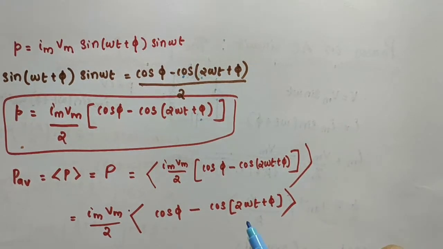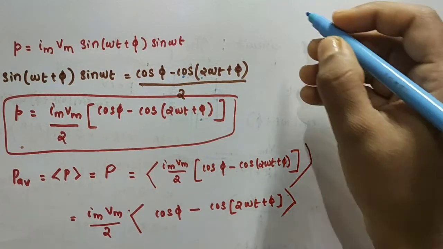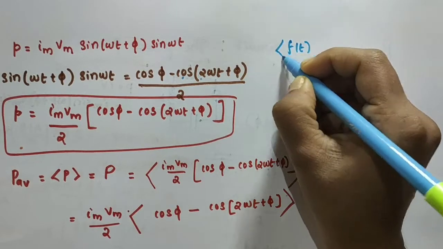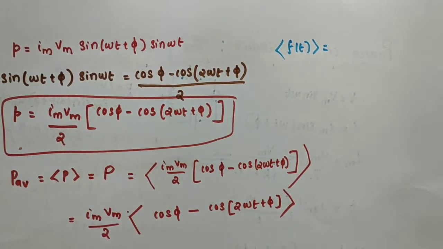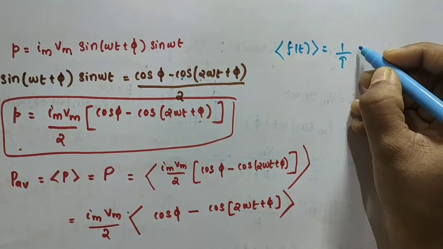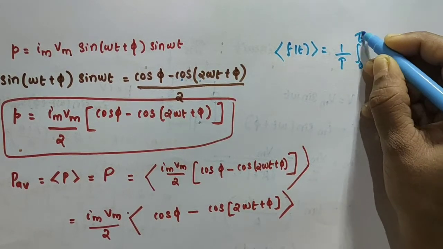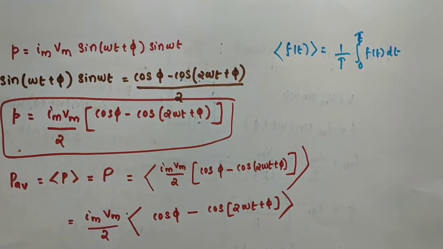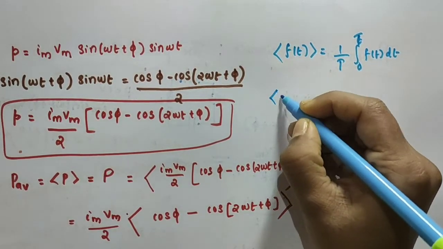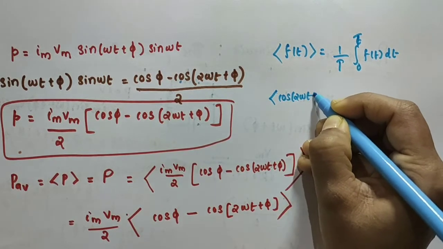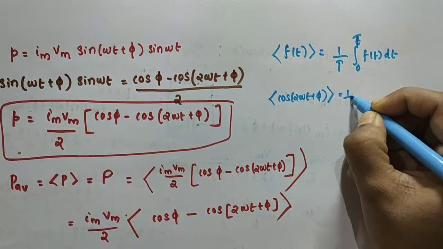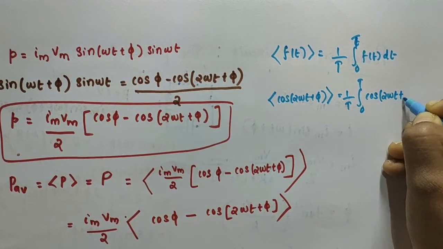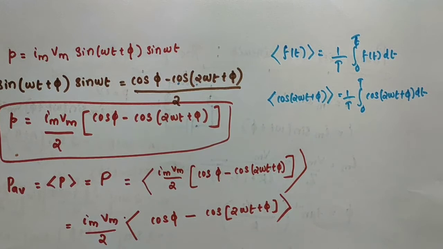Now, how to find out the average value of cos of 2 omega t plus phi? If you have a function f which is a function of time, then its average value will be equal to 1 by T, where T is the time period, integral 0 to T f of t dt. We have done it so many times. So the average value of cos of 2 omega t plus phi is equal to 1 by T into integral 0 to T cos of 2 omega t plus phi dt.